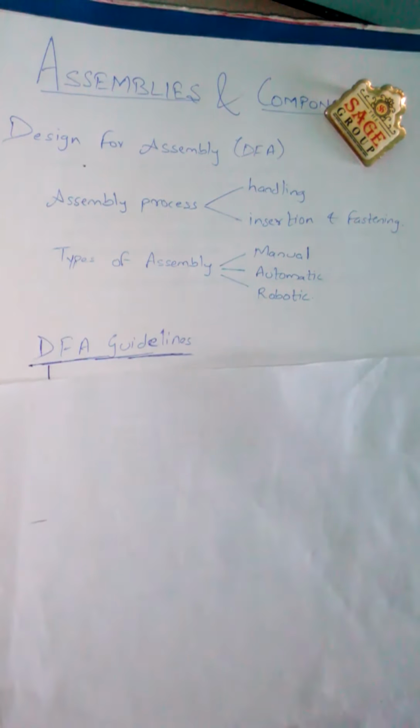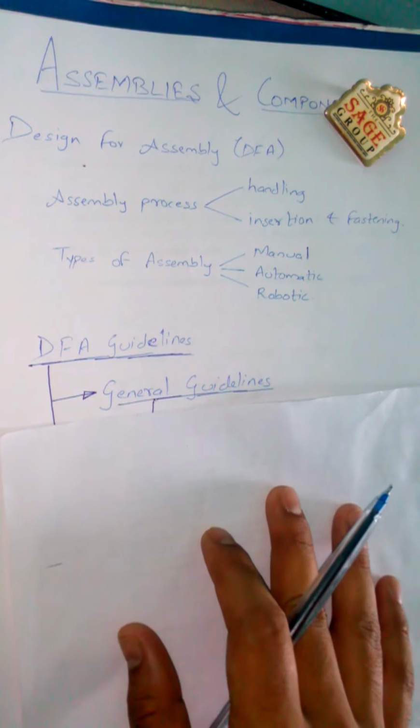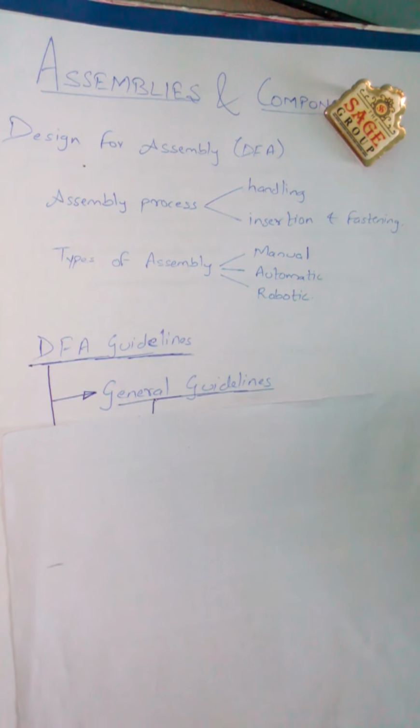So, design for manufacturing guidelines is the next topic which we are going to study. It has basically three types of guidelines. The first one is general guidelines, the second is guidelines for handling the object, and the third is guidelines for insertion of objects. Let's first discuss the general guidelines. There are basically three to four subtopics under these general guidelines.